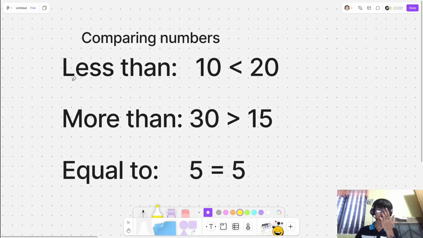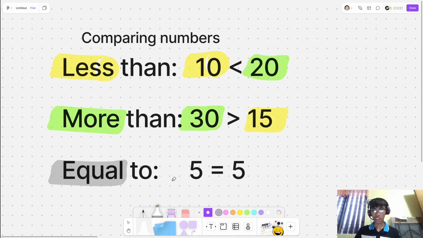Comparing numbers is all about determining whether a number is lesser than or greater than a number, or if it is equal to another number. What we have here is a few examples where it says 10 is lesser than 20, which is a greater number. We also have 30 is greater than 15, and 5 is equal to 5.